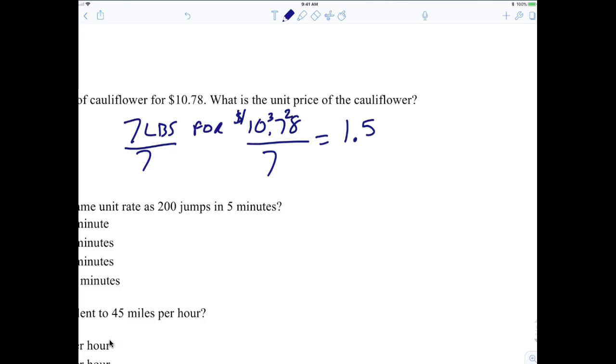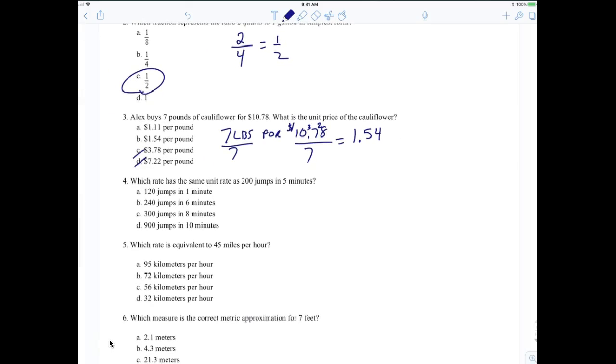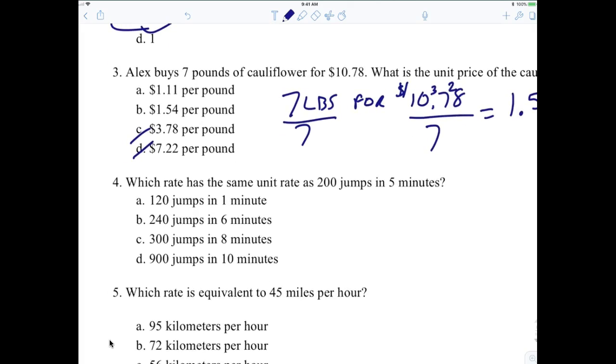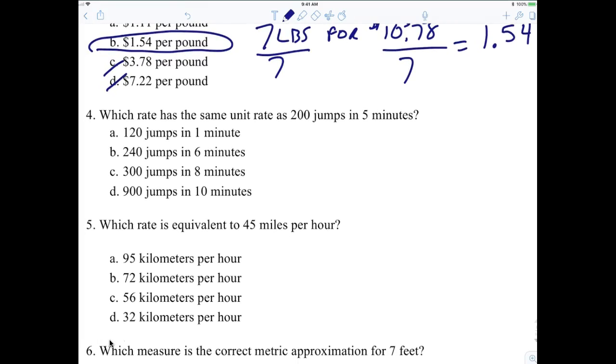How many? 4 times. Now he's right saying I didn't really have to go any further because it was either 1.1 or 1.5. So on a standardized test, you would stop there and just say the answer is 1.5. But we just went ahead and practiced the mental math. All right? So everybody knows the answer is what? B.